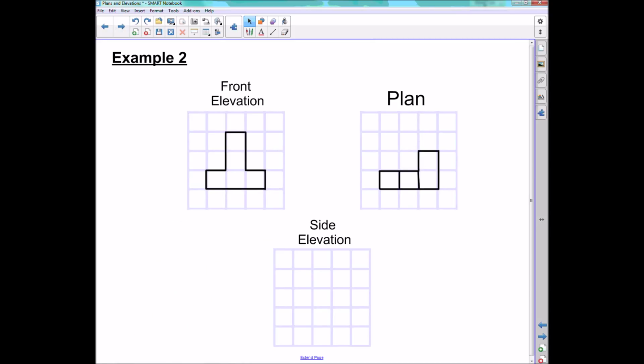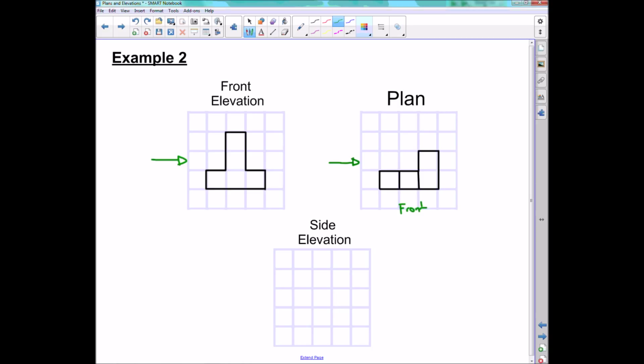So another type of question they could ask you is where they give you the front elevation and the plan and ask you to work out the side elevation. Now, if you think about it, the side is going to be this front elevation viewed from that perspective, and it's going to be the plan viewed from that perspective. Remember, the front here is the bit down the bottom.